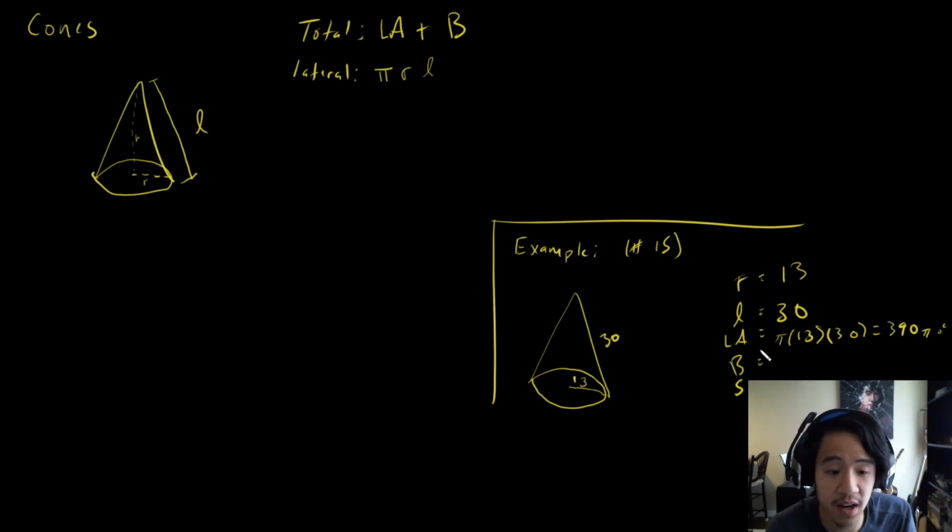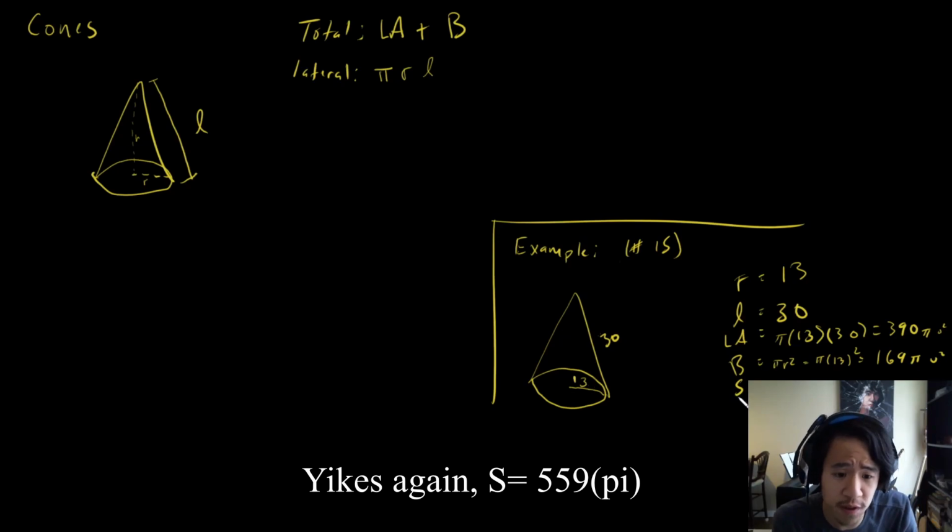Now we just have to find the area of our base, so that's going to be pi r squared. We've got a circle, so this is equal to pi times 13 squared, which is 169 pi units squared. To find our total surface area, that's what S stands for, we're just going to add these two: 390 pi plus 169 pi. Nine plus 0 is 9, 9 plus 6 is 15, so we carry the 1. 3 plus 1 is 4, plus 1 is 5. So 559 pi units squared.